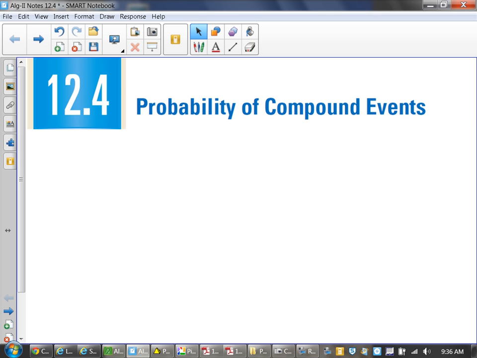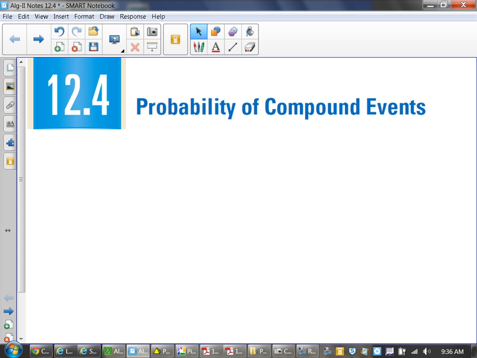Compound events. Today what we're going to be looking at is intersection and union style problems. You've seen Venn diagrams in the past. We use those a little bit with these compound events to talk about whether or not something is mutually exclusive, and so on.